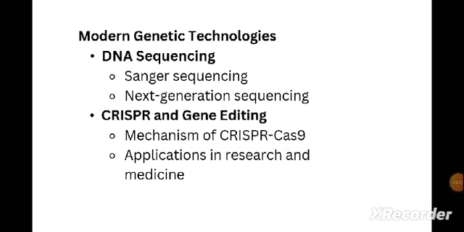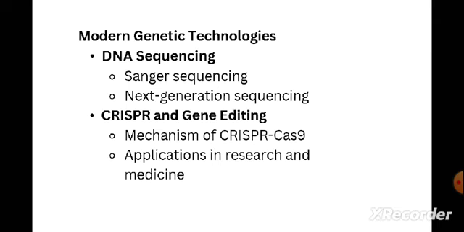Now let's dive into modern genetic technologies. These technologies are innovations in science that have transformed biology and medicine, offering new insights and capabilities. Today we will explore DNA sequencing, including Sanger sequencing and next generation sequencing, with just an overview because a detailed lecture is coming very soon, as well as CRISPR and gene editing technology. How modern technologies like Sanger sequencing and next generation sequencing have revolutionized genetics, how they impact humans, and what their impact will be in the future will be explained in the upcoming detailed video.